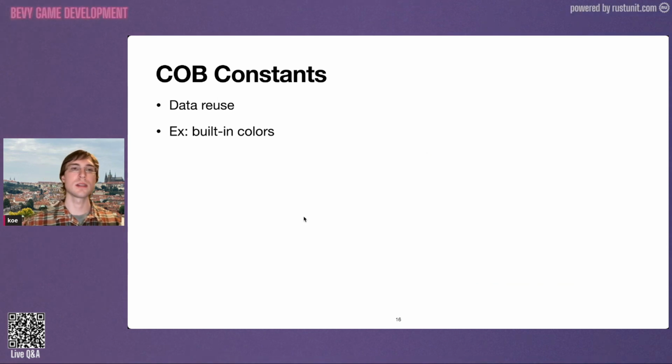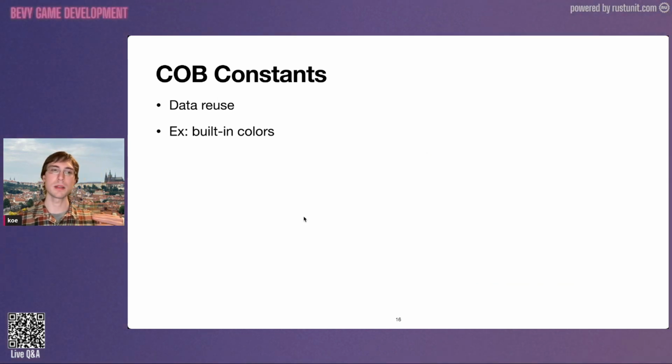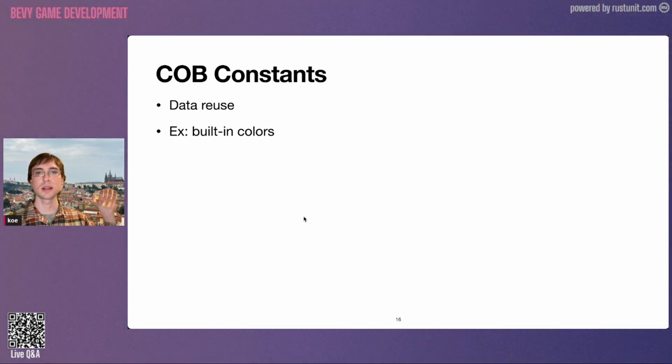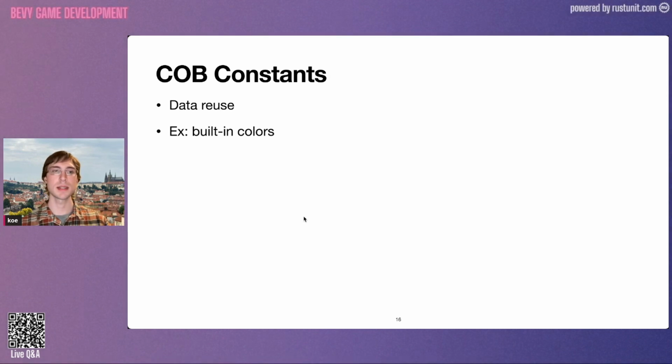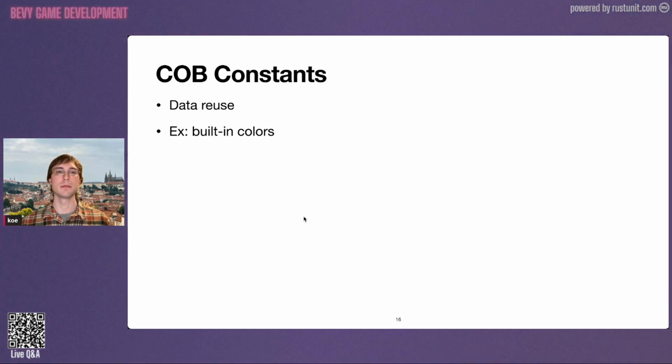So constants allow data reuse, and right now I built in assets, so embedded files in the crate that define all of Bevy's built-in colors. So we've got the Tailwind, CSS, Basic. I think there's another one. All those constants can be used from within COB files just by importing the built-in file.